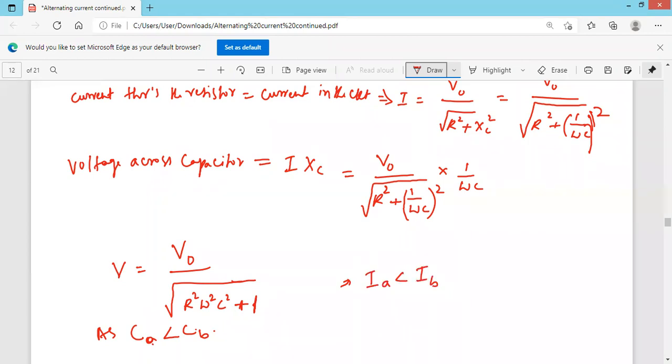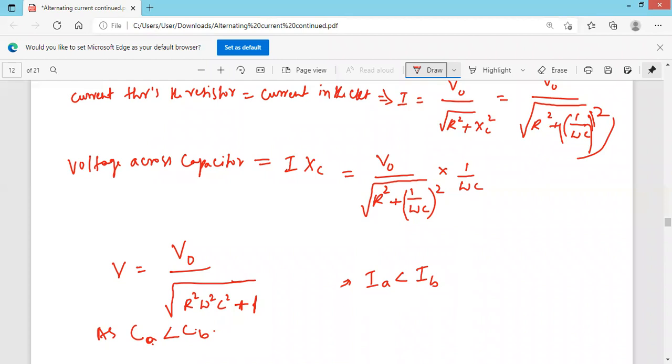Because CB is greater, and CB being greater means this value is small. When the value becomes small, the total value also becomes small. As a result, current is more. When this value decreases, the other value increases. As a result, I is more.